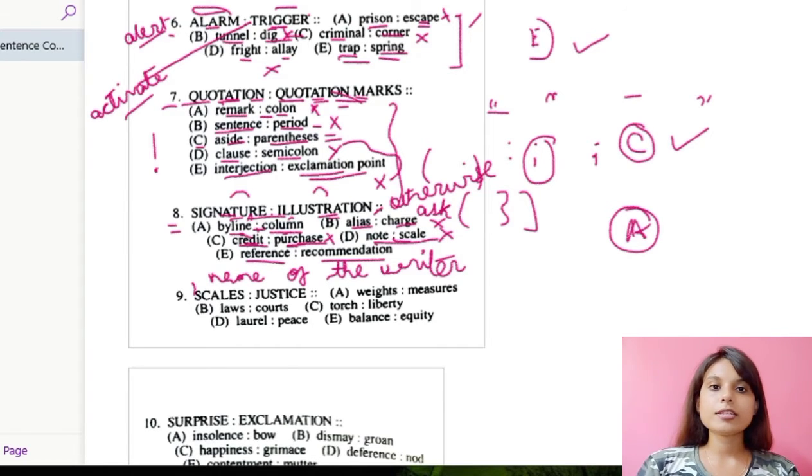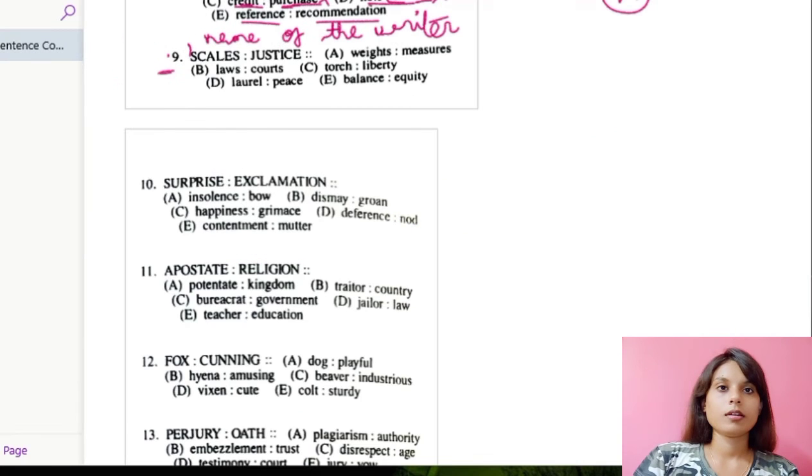Okay, let us move over to number 9. Moving over to number 9, scales and justice. Scales means ruler, and justice means the just behavior or treatment that you know. We need to find out the relationship between scales and justice.